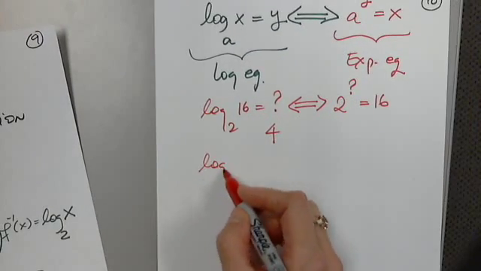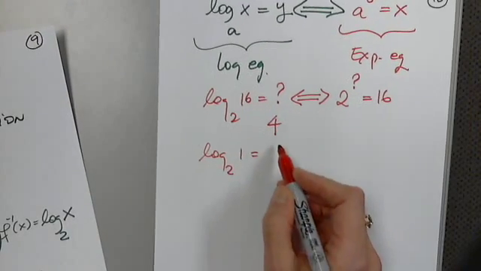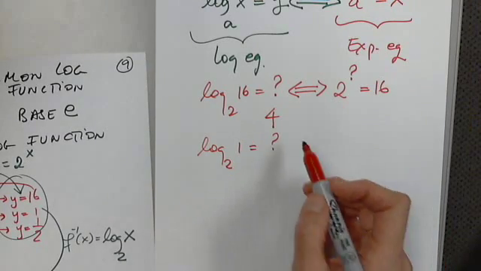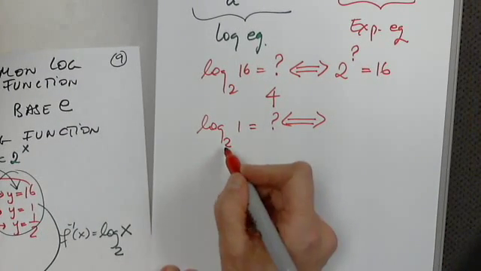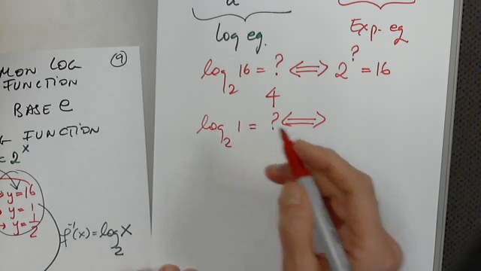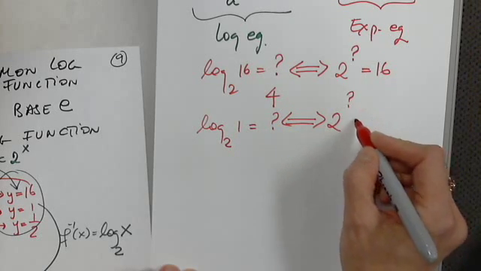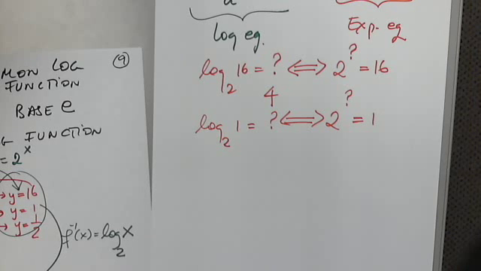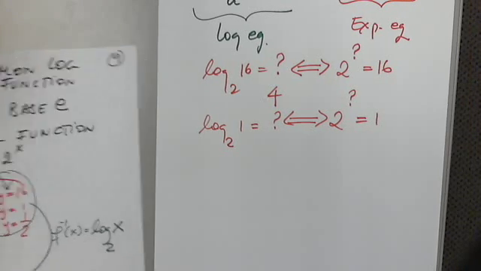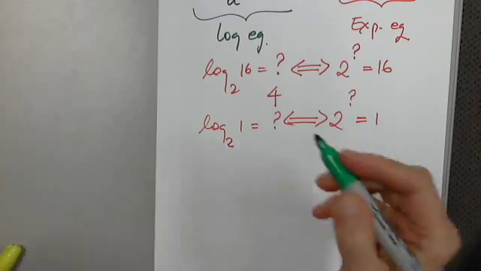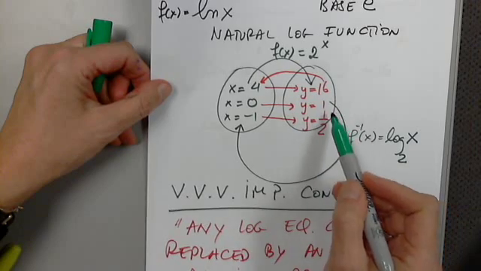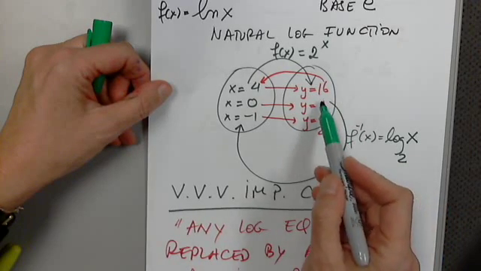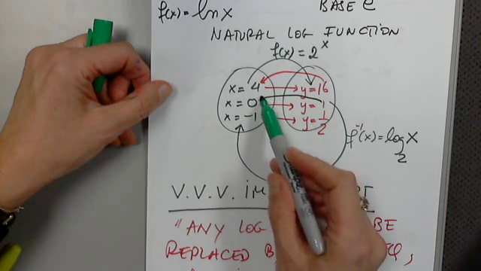Next, log base 2 of 1. Unknown, have no clue. So this is equivalent to 2 raised to unknown equals 1. 2 raised to which number is 1? And there is only one correct answer because the function is 1 to 1. Indeed, 0. So this must be 0. So I go back. We showed that log base 2 applied to 1 returns exactly what? 0.